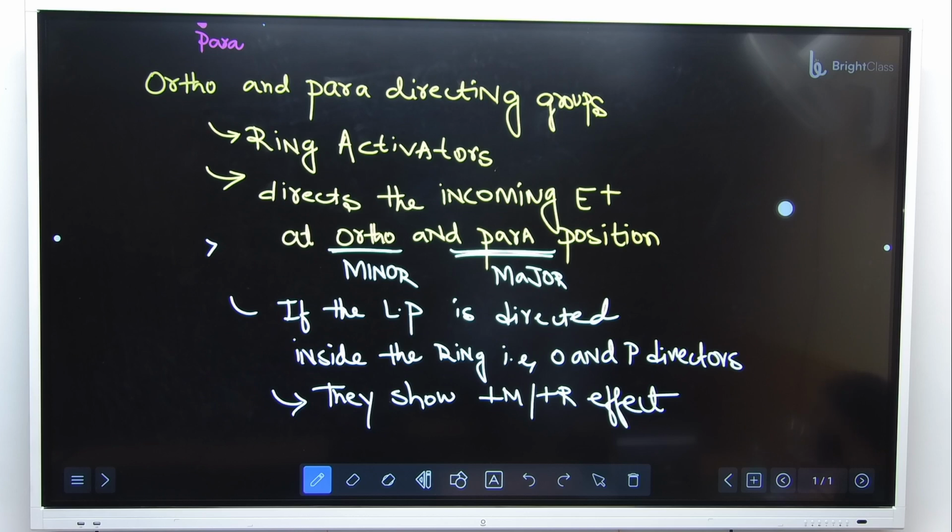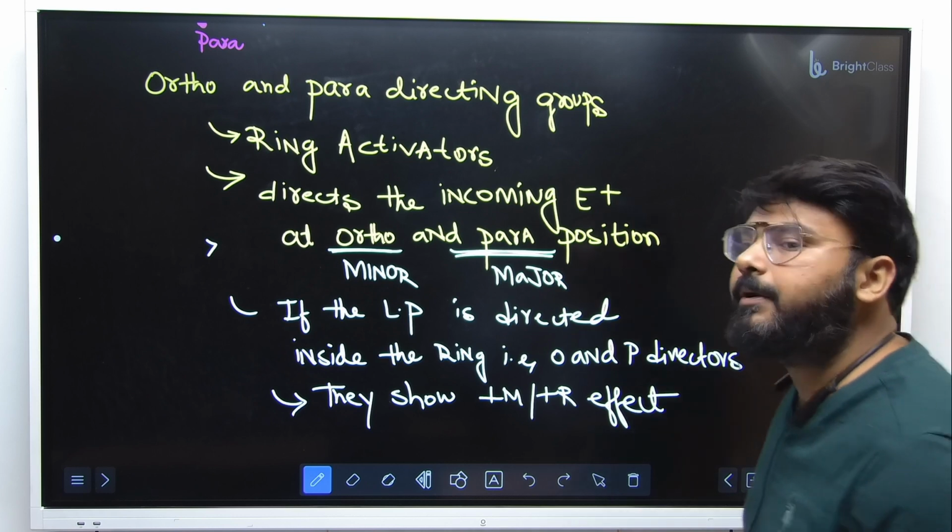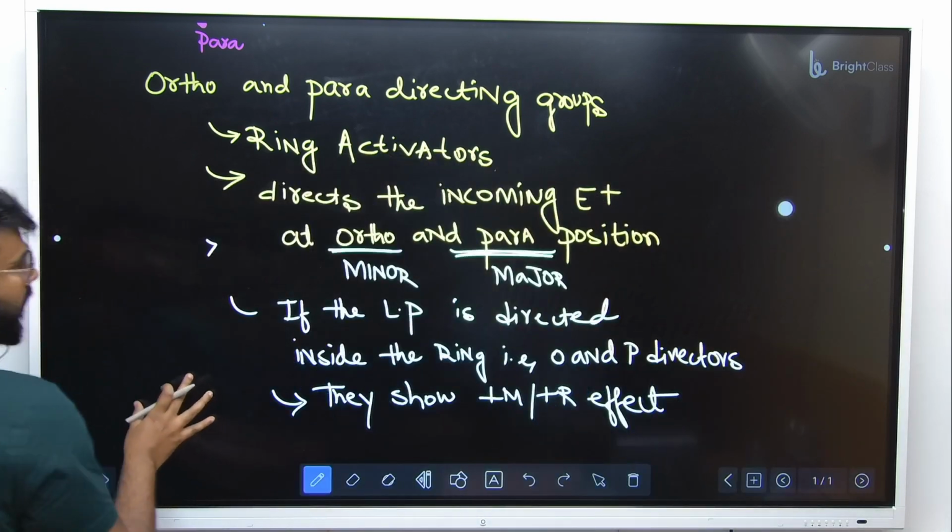Can you explain the last two points? The last point is lone pair is directed inside the ring. You will understand this when I draw the resonance. So let's take the examples of ortho and para directors.